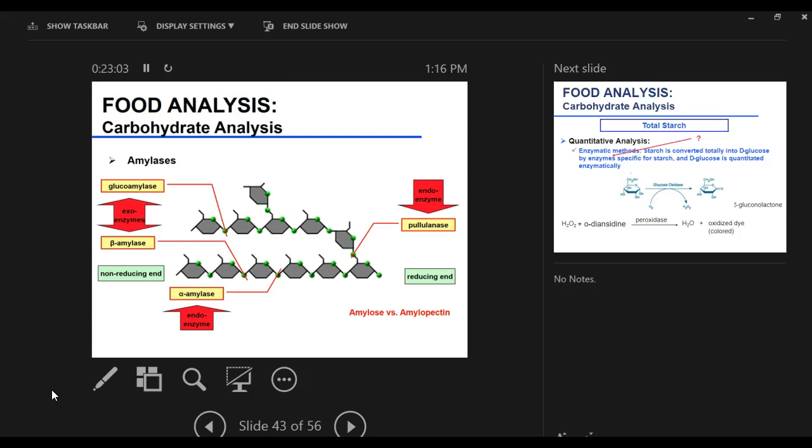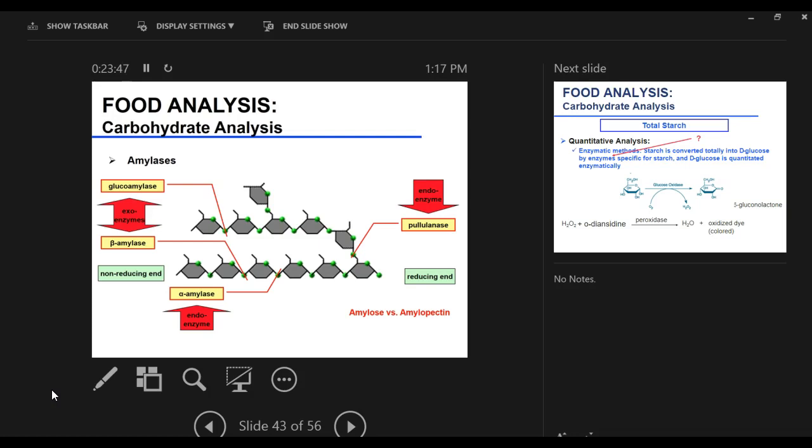So I'll show you the chart that you should have seen in food chemistry. This shows you the different enzymes that act on starch. And we will be talking about all these enzymes for different assays. Okay? First, you have your alpha amylase, which is a very important enzyme. It's an endoenzyme. The alpha amylase is going to chop anywhere internally in the starch molecule. So you end up with maltodextrin, basically, so shorter chains of glucose.